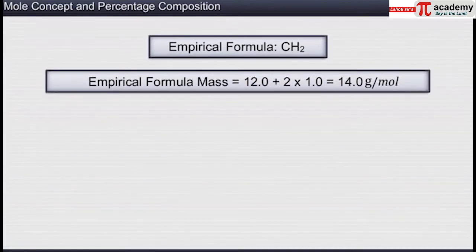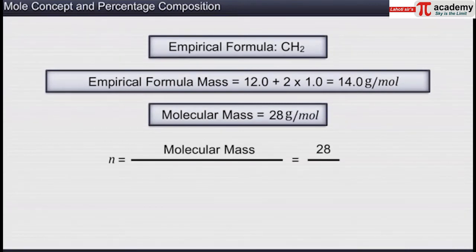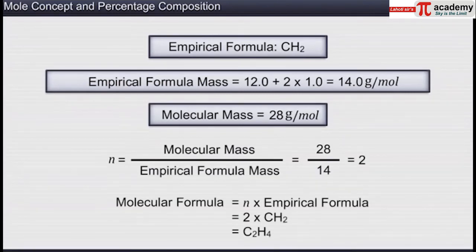Now, let's say that we know the molecular mass of the compound is 28 gram per mole. Thus, 28 divided by 14 gives us 2. Then, we multiply 2 by the empirical formula and get C2H4.